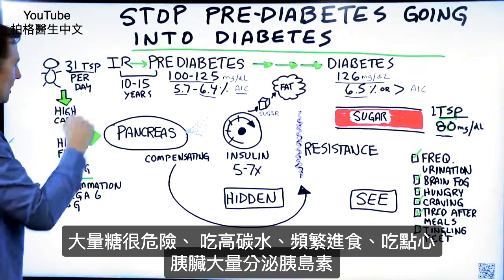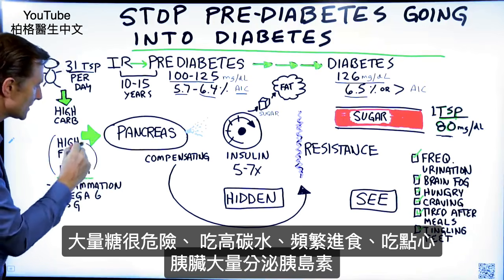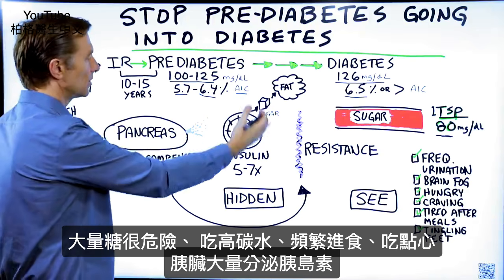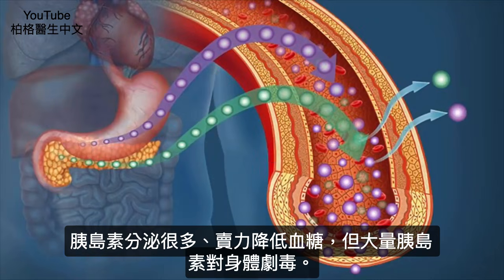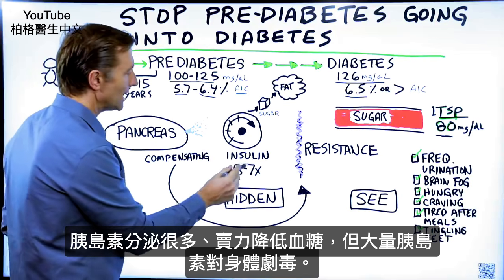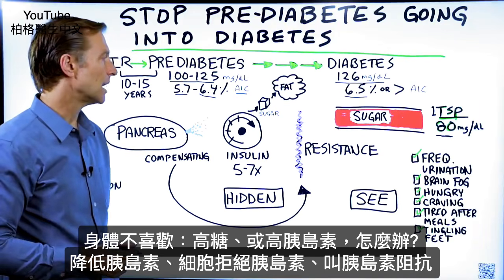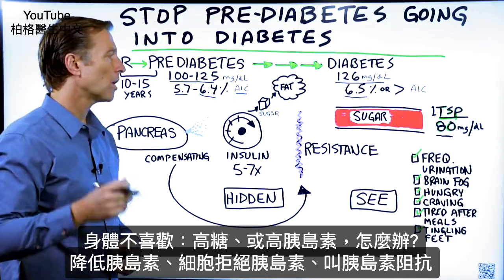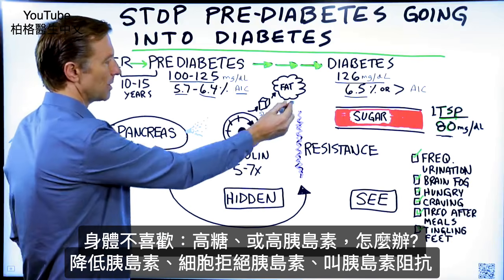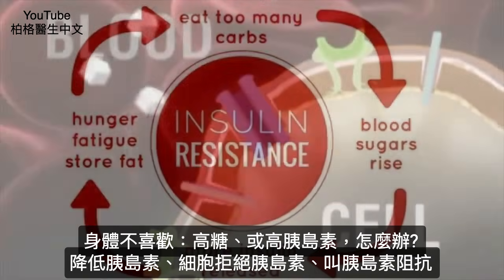If this person is consuming a lot of carbohydrates and has a high frequency of eating, having a lot of snacks, what happens is you're going to get a huge amount of insulin being released from the pancreas. And that insulin is working really hard to keep the sugar down. But here's the other thing. High levels of insulin is also very toxic to the body as well. So your body doesn't like high amounts of sugar or high amounts of insulin. So what does it do? It starts to reduce the insulin by creating a resistance. Okay, it's called insulin resistance. So the cells start blocking insulin like crazy.